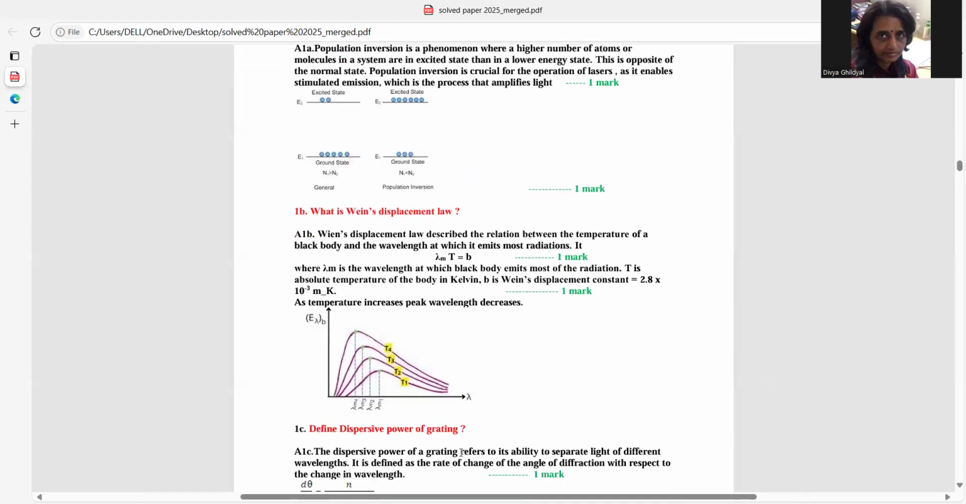Wien's displacement law, as usual from quantum mechanics, one law does come in every paper. Wien's displacement law describes the relation between the temperature of a black body and the wavelength at which it emits most of its radiation. For this, the formula is lambda m, the wavelength associated with temperature T, equals Wien's displacement constant. You will get your good 1 mark. If you want to draw the diagram, well and good. Otherwise, this much explanation along with what the symbols mean, you get your marks.